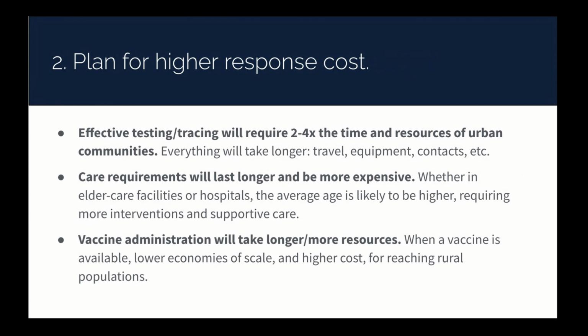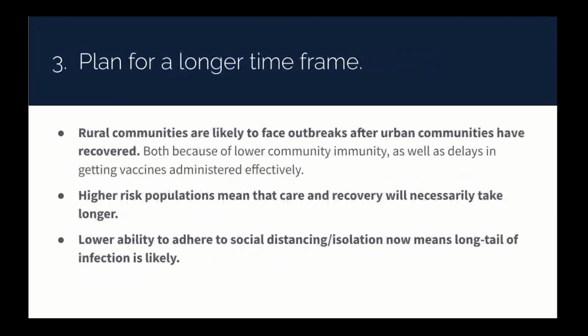And then the last thought would be this idea of longer time frame. Likely for all the reasons we've talked about, this is going to go a lot longer in rural communities. Higher risk populations mean that care and recovery is going to take longer because they require more care, and it takes longer to recover. It means it's going to obviously last longer, and a larger proportion of the population is going to require that kind of care.